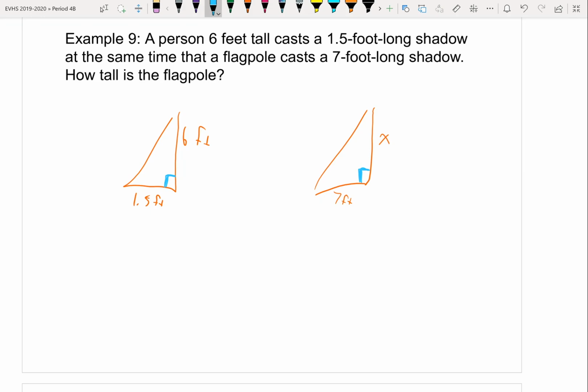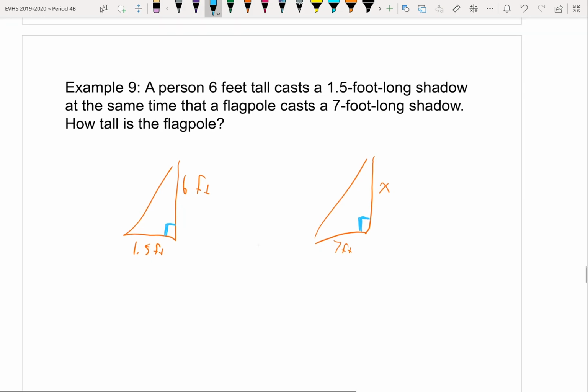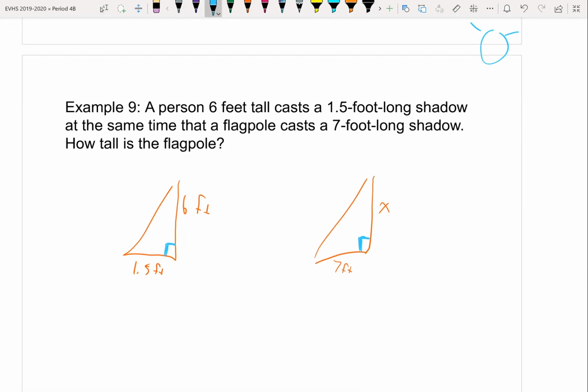Now, the other thing that we're assuming here is that essentially the sun, way off in the distance out here, is coming down and hitting them at the same angle. So as my sun rays come in, they get here, come down, and that's where the tip of the shadow is. So we're assuming that this angle and that angle are congruent because the sun is at the same angle to the top of the person's head and the top of the flagpole, which means that I've got two angles that are equal.